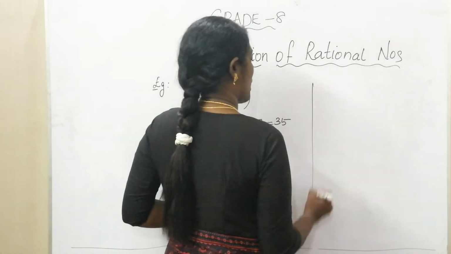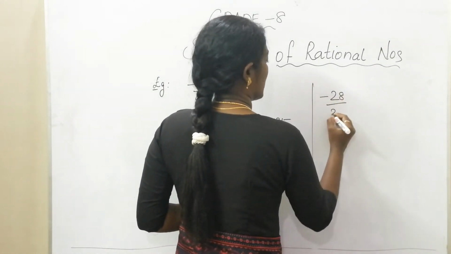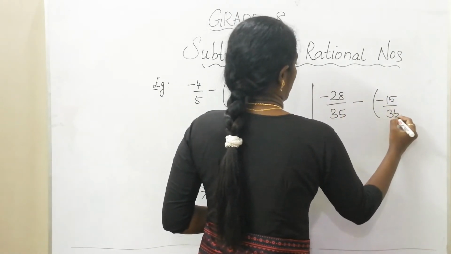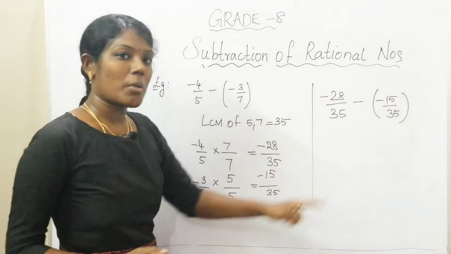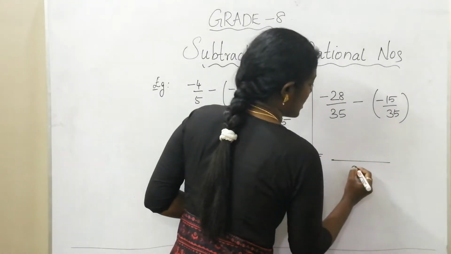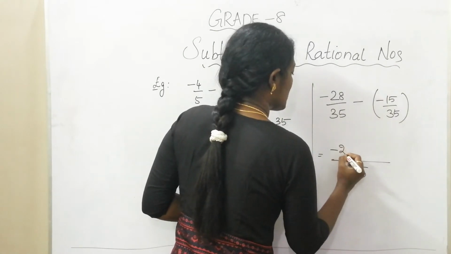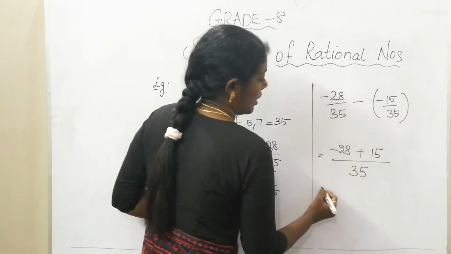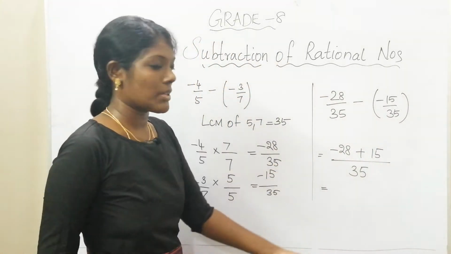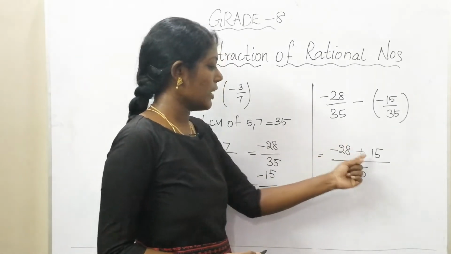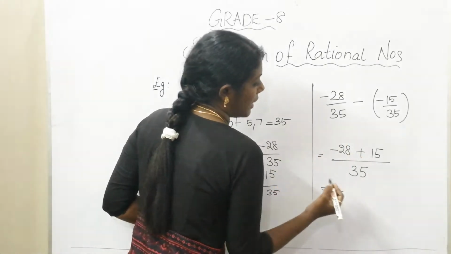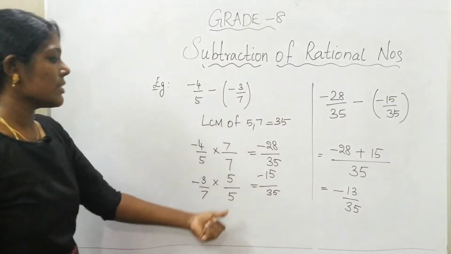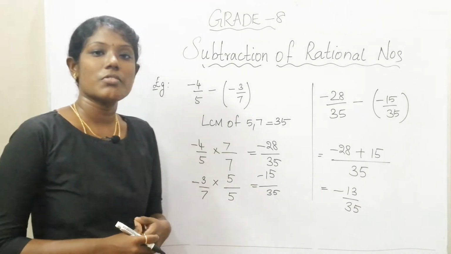Now I subtract minus 28 by 35 minus of minus 15 by 35. I have the same denominator now, so the denominator is 35, minus 28, and minus into minus gives me plus 15. Now I have to add or subtract. Yes, I have to subtract here because the signs are different and the greater number has the minus sign, so it is minus 13 by 35. This is how I subtract rational numbers with different denominators.